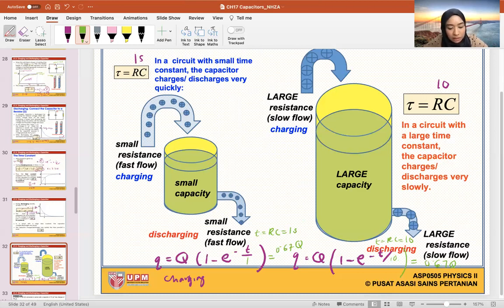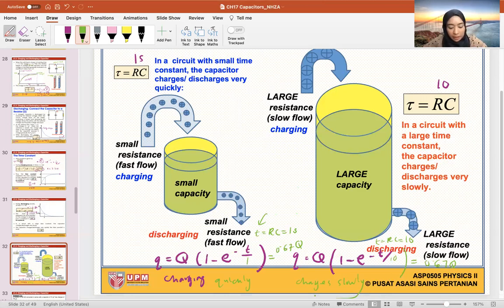So here we can say that to achieve the same amount of charge, let's say the Q is the same, this one takes 1 second, whereas the second capacitor takes 10 seconds to achieve the same amount of charge. With that said, this one charges very quickly and this one charges slowly, because they take more time to achieve the same amount of Q.